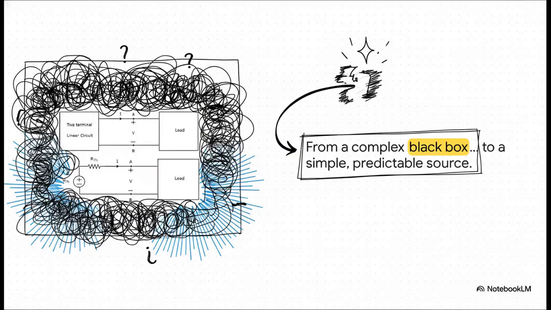And this right here perfectly shows the magic of what we're talking about. We take that entire confusing black box of a circuit on the left, and from the perspective of our load, we replace it with that simple, predictable source on the right. I mean, how cool is that? It's just such an elegant solution to a really messy problem.